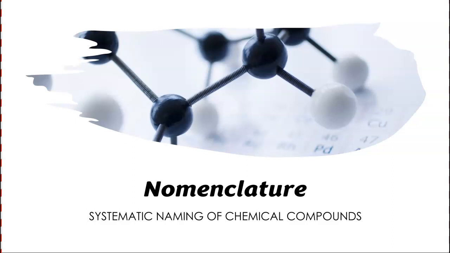In this video, we are going to discuss the systematic way of naming chemical compounds, also called nomenclature. Before you begin, you should be comfortable being able to get the charge on an ion predicted from the periodic table and have an idea about how many valence electrons are in an atom.